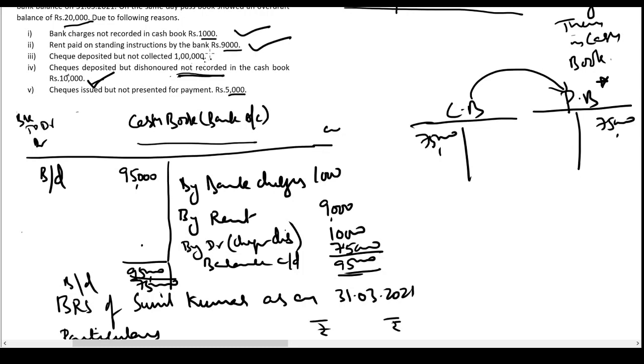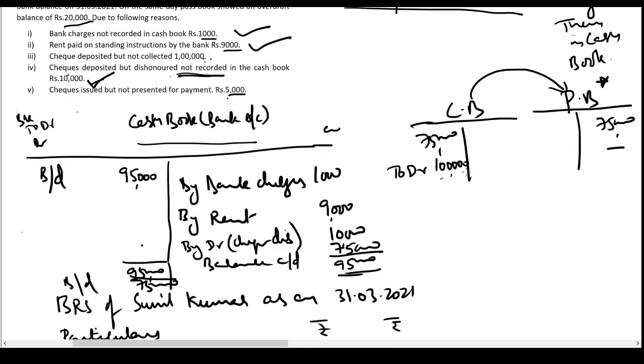Only two items remain. Checks deposited but not collected, 1 lakh. Checks issued but not presented for payment, 5,000. Checks deposited but not collected. When we receive the check, we pass the entry bank account debtor to debtor. So to debtor we have recorded the entry of 1 lakh. But there is no credit in the passbook.